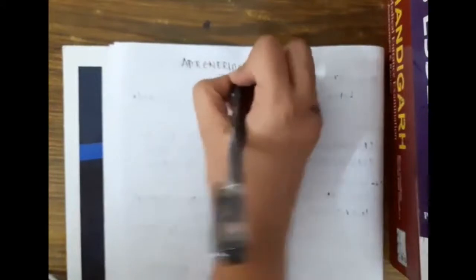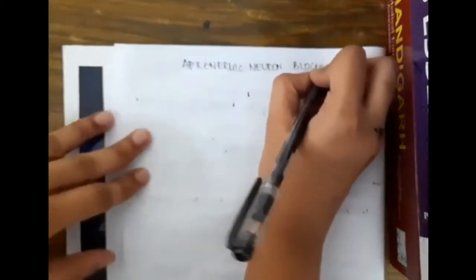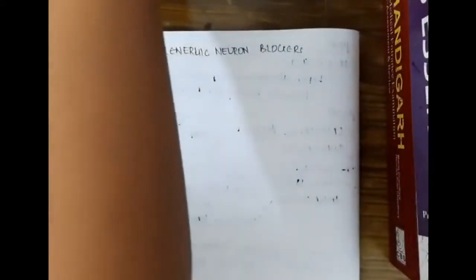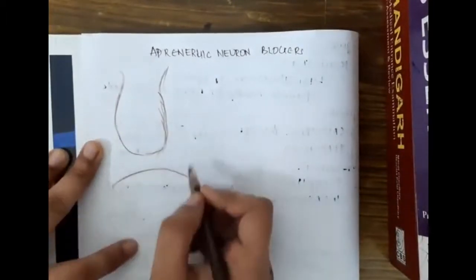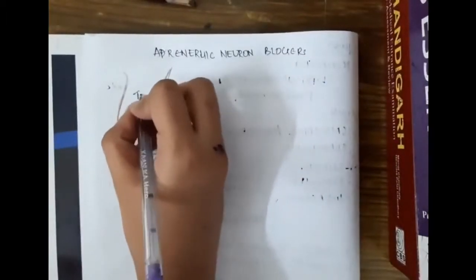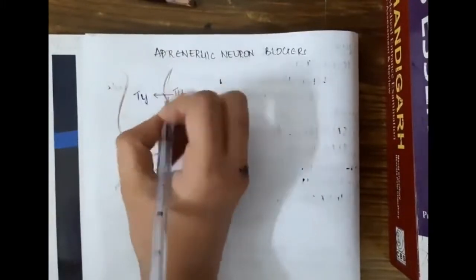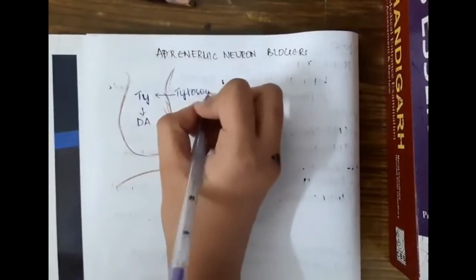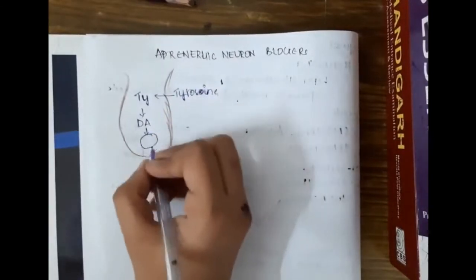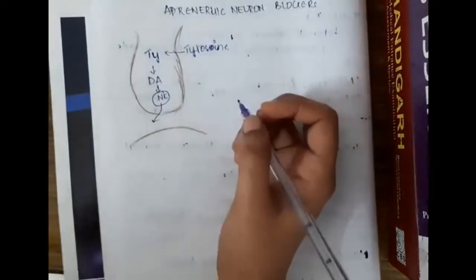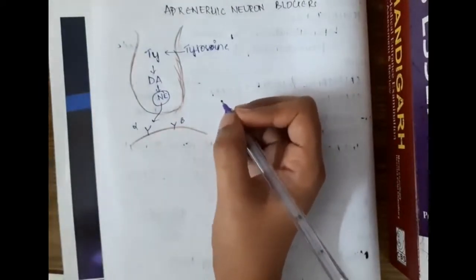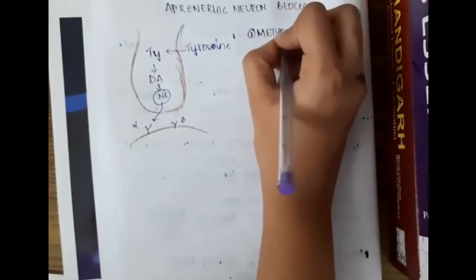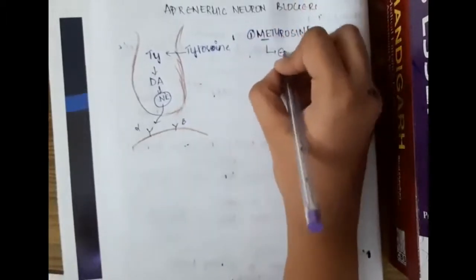Adrenergic neuron blockers include drugs which will block the adrenergic neuron. That means if this is the presynaptic membrane, neuron, then first there is uptake of tyrosine. Tyrosine enters the neuron, and inside the neuron it undergoes a series of reactions to form dopamine. This dopamine, in the presence of dopa decarboxylase, forms norepinephrine, and finally norepinephrine enters the synapse and activates alpha and beta receptors. So the first drug, which is an adrenergic neuron blocker, is metyrosine.